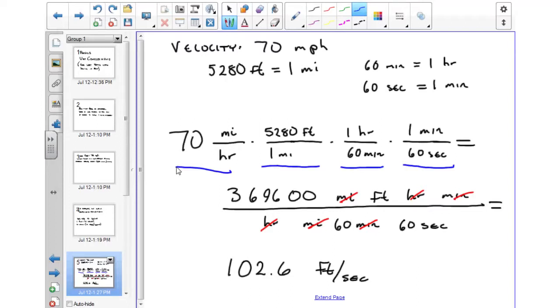369,600 over 60 squared, which would be 3,600. And then the units carry through, so we have miles, feet, hours, and minutes in the top, and hours, minutes, and seconds in the bottom. We can cancel miles with miles, hours with hours, and minutes with minutes. So we're left with something that's in terms of feet per second. In this case, 369,600 divided by 3,600 gives us 102.6 feet per second.